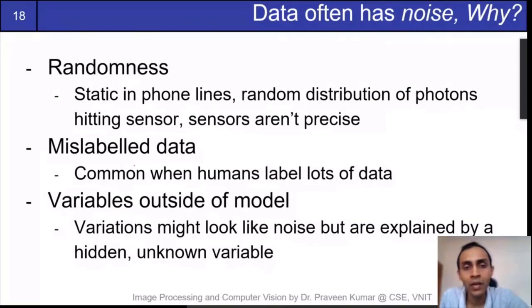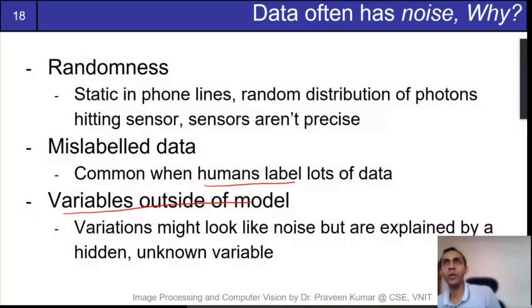There may be errors during human labeling of the data. There may be some occlusion. There may be variables outside of the model. You may be assuming some model, but there may be some things which cannot be explained by the model. For example, if there is an occlusion happening, or if something else has happened which your model cannot take into account.